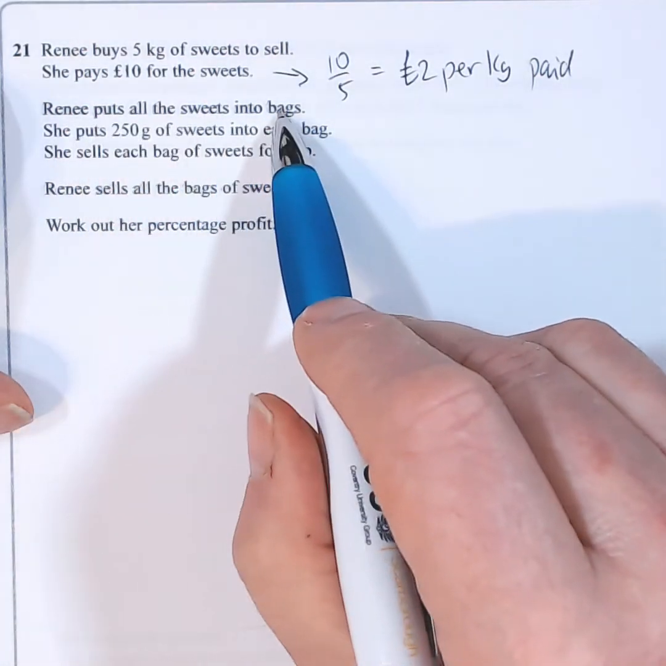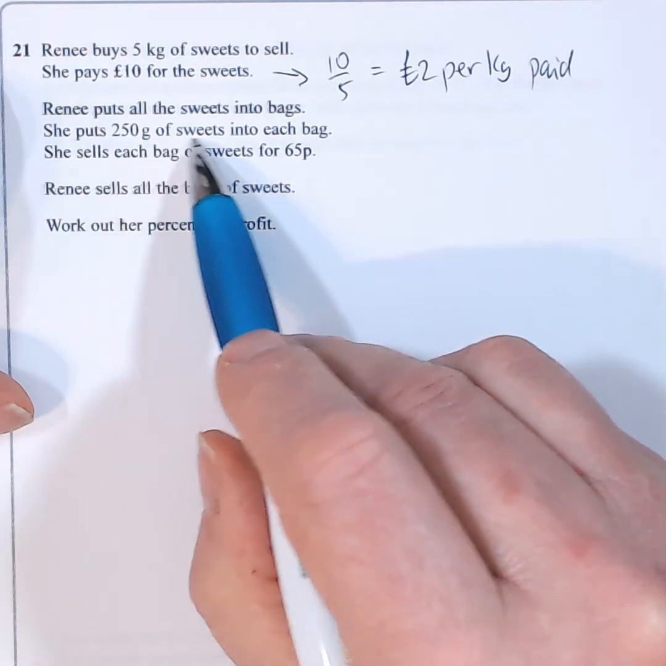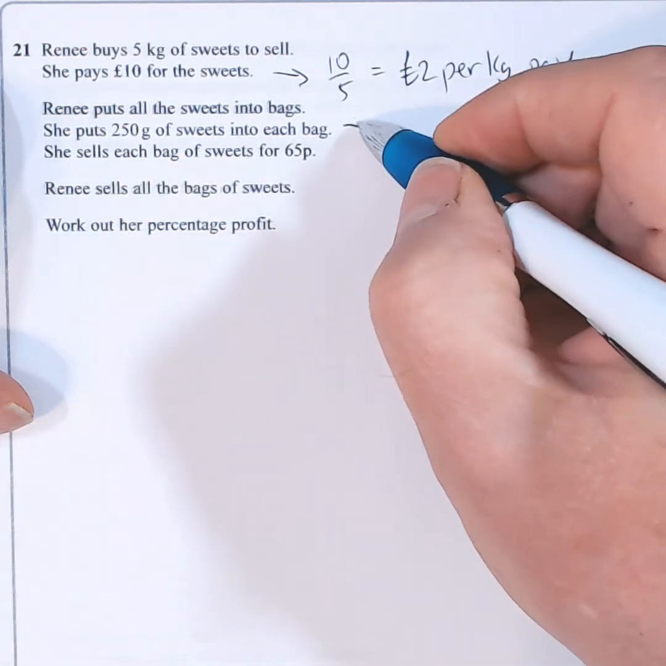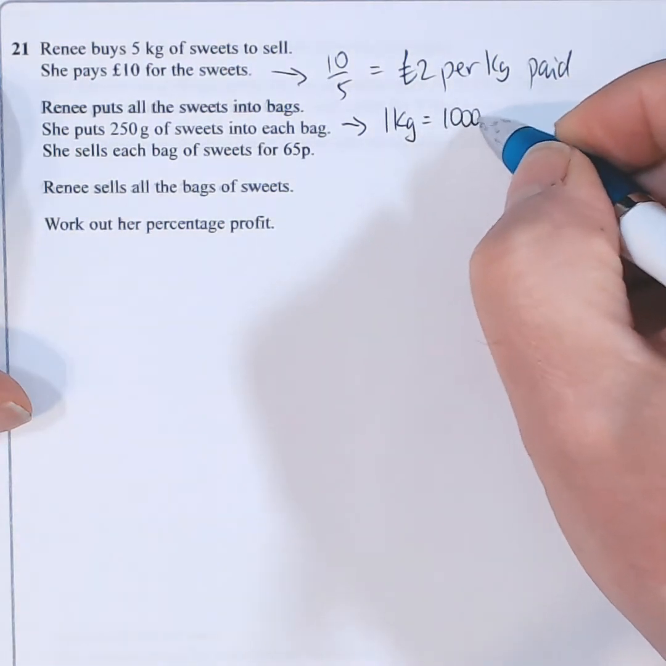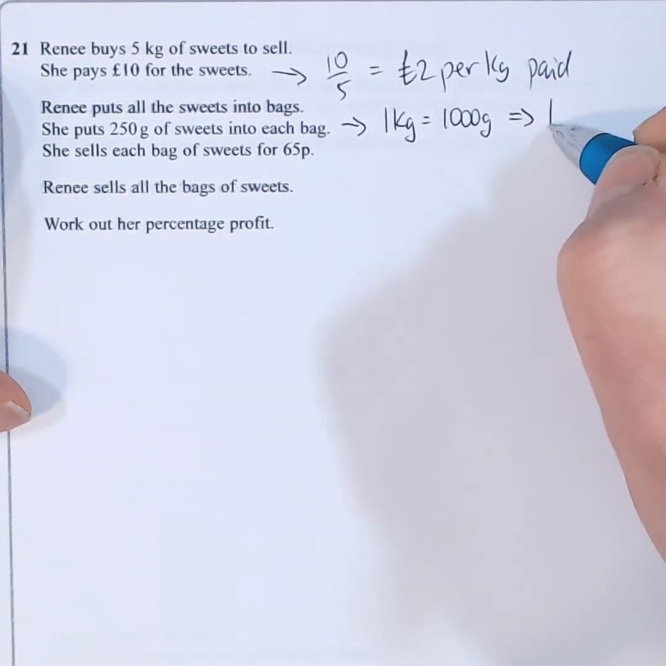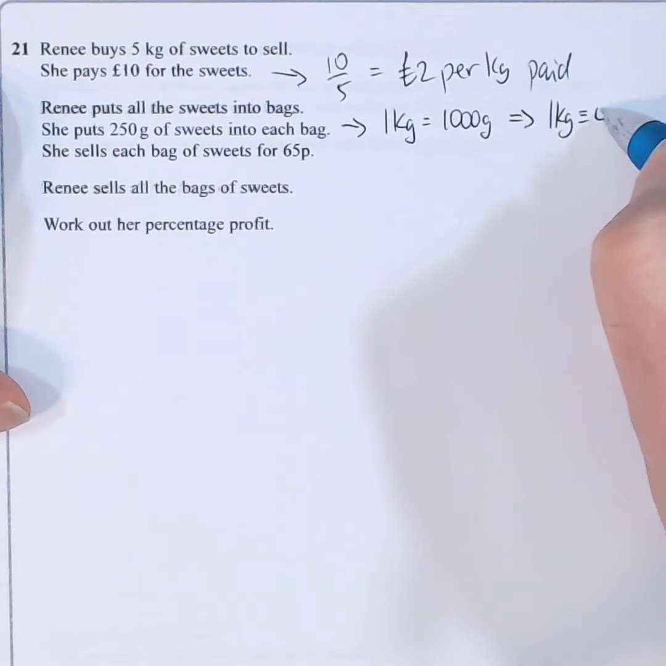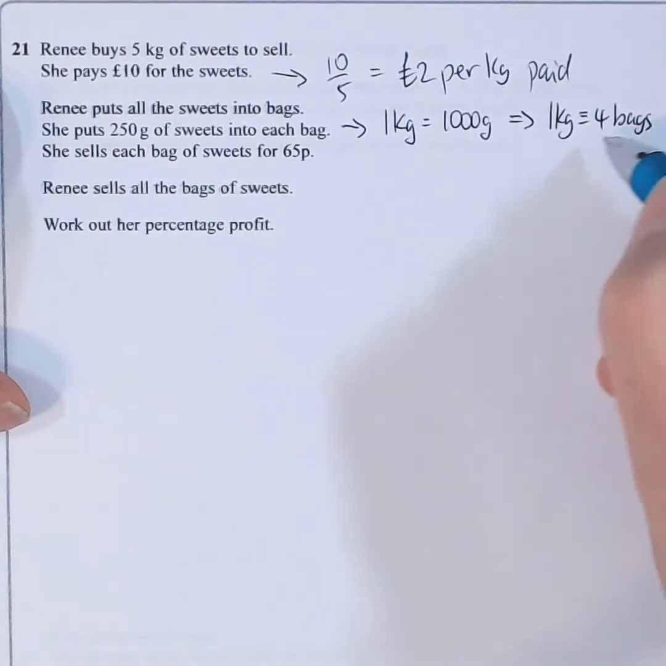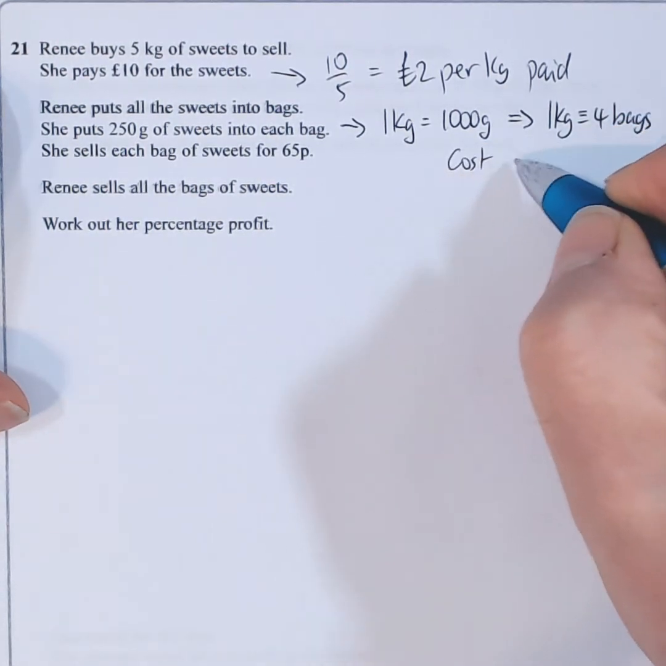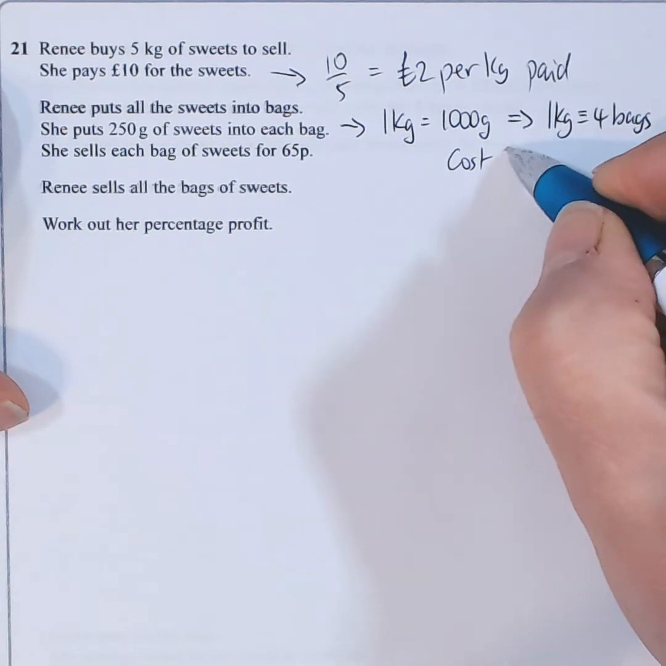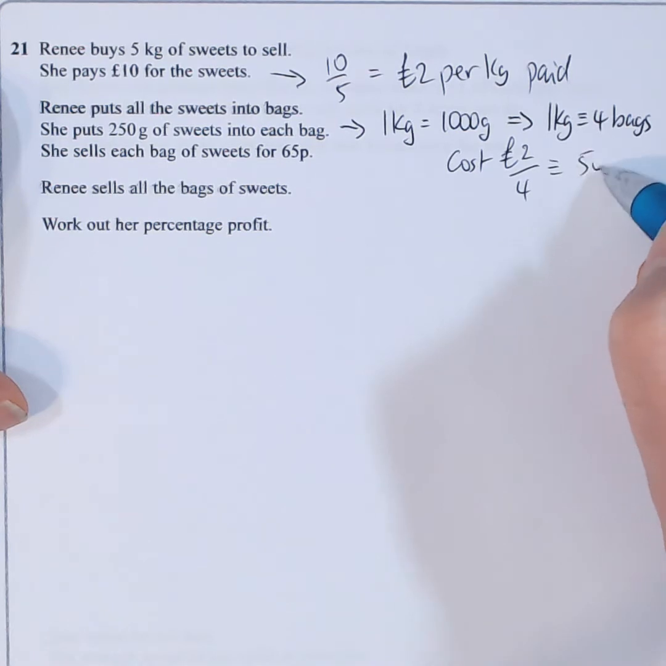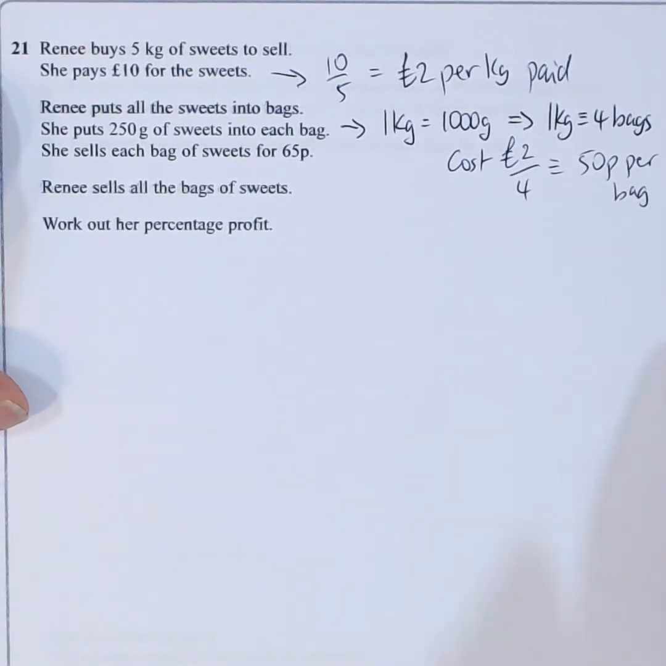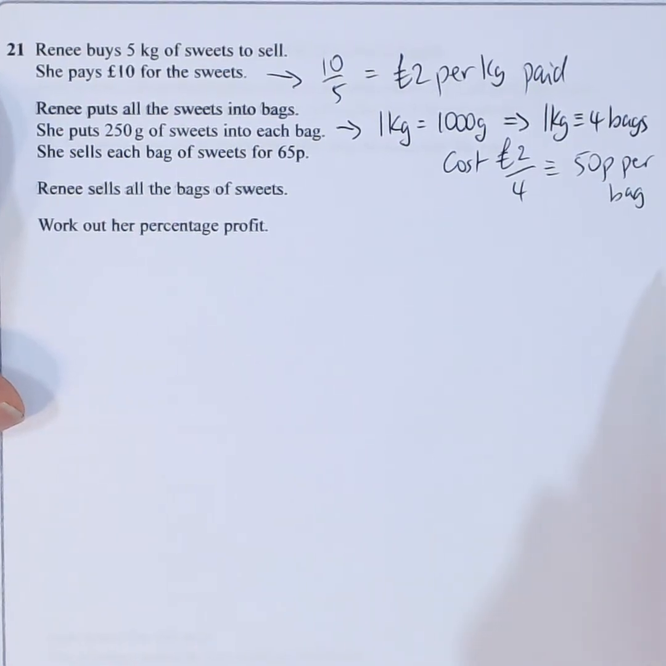She puts all the sweets into bags. She puts 250 grams of sweets into each bag. Okay, so 1 kilogram is equal to 1,000 grams. So 1 kilogram is equivalent to 4 bags. So cost is £2 divided by 4. So that's 50p per bag. So it costs 50p per bag.